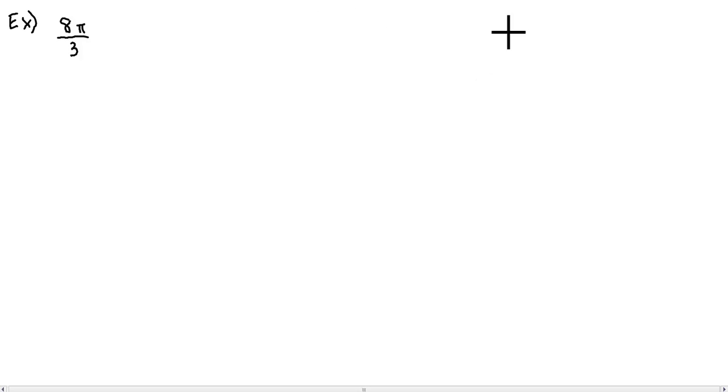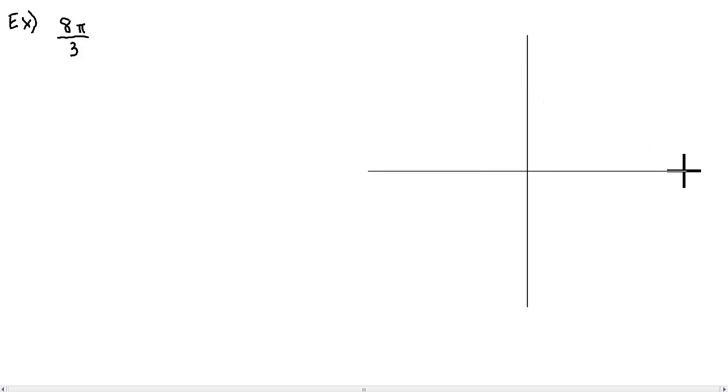So what I'm going to do is draw the x and y-axis, and draw the angle of rotation. Now it's oftentimes easier to draw the angle of rotation when it's given in degrees. So let's change this angle from radians and make it into degrees. So we're going to want to multiply by 180 over pi.